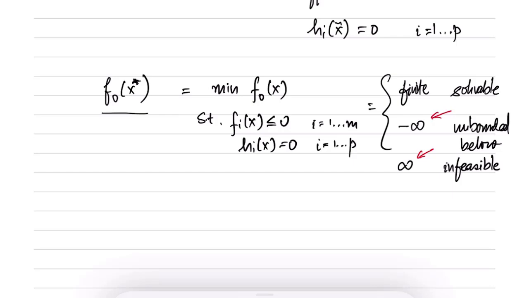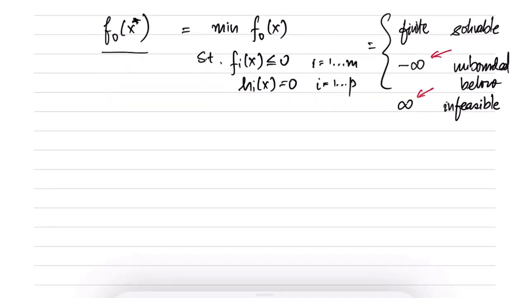Let's take a simple example to consider when the problem can be unbounded below. The infeasible case, I hope it is simple to understand. If there is no possibility of finding a solution which satisfies fi of x less than or equal to 0 for all i, then it is an infeasible problem. So when would a problem be unbounded below? Let's consider a simple example.